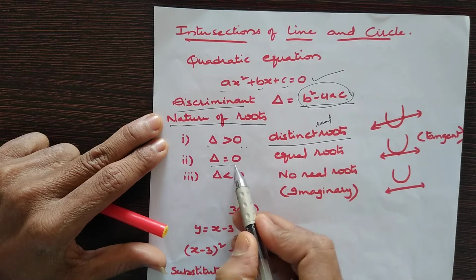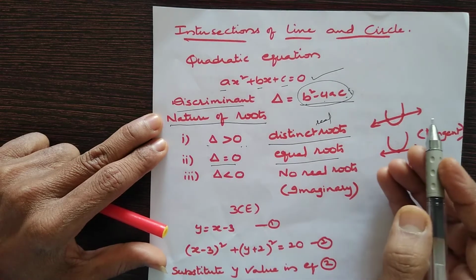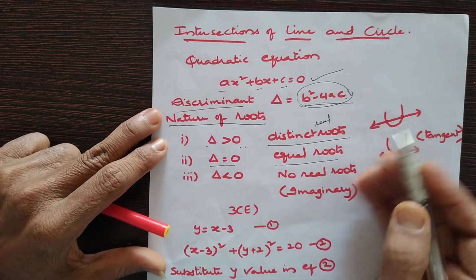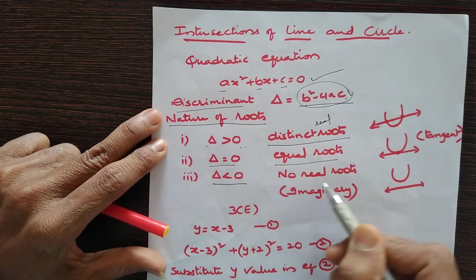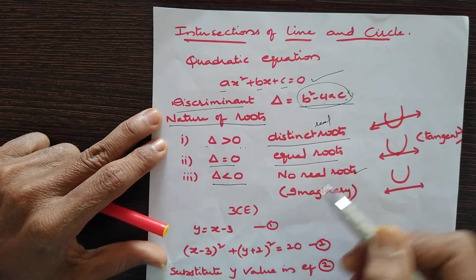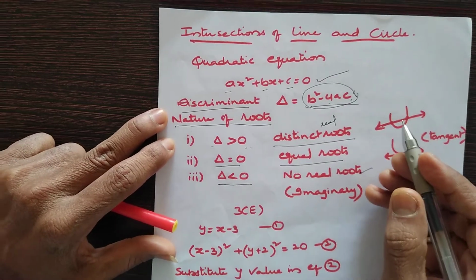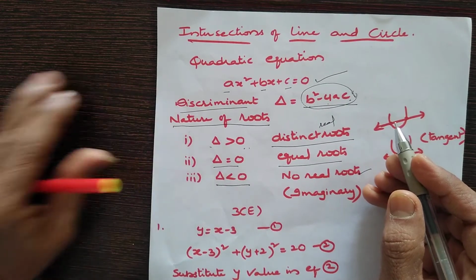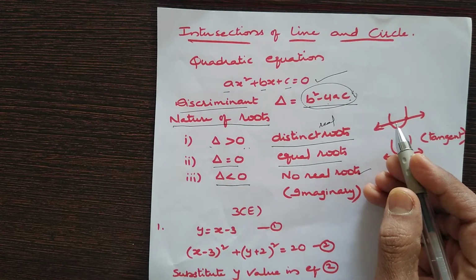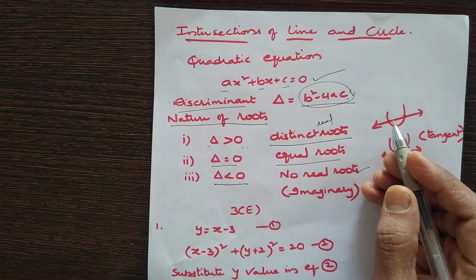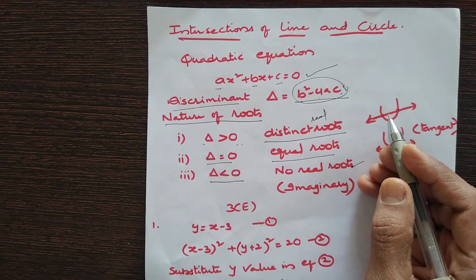And if delta is equal to 0, you will get equal roots. If delta is less than 0, you will get no real roots. It is nothing but imaginary roots, like 1 plus i root 3, 1 minus 2i, whatever it may be. You will get imaginary roots over here.